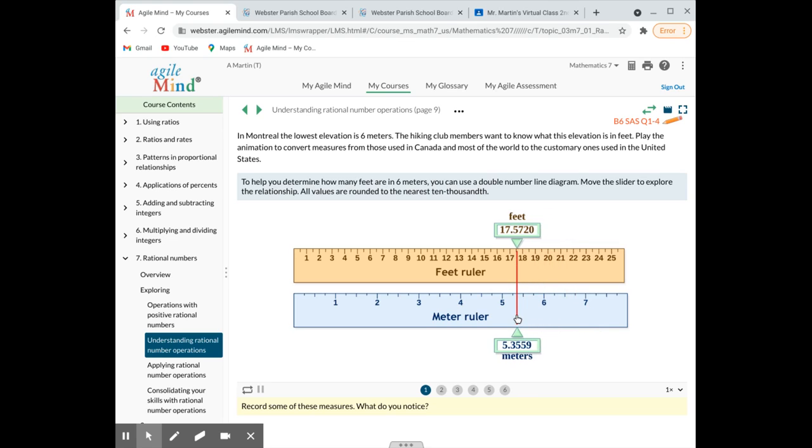So looking at this, what are you noticing? 16 feet is about how many meters? 4.89879. So what is that about? 5. Yeah, 5 meters. So about 5 meters is a little over 16 feet, right? Yes, sir.